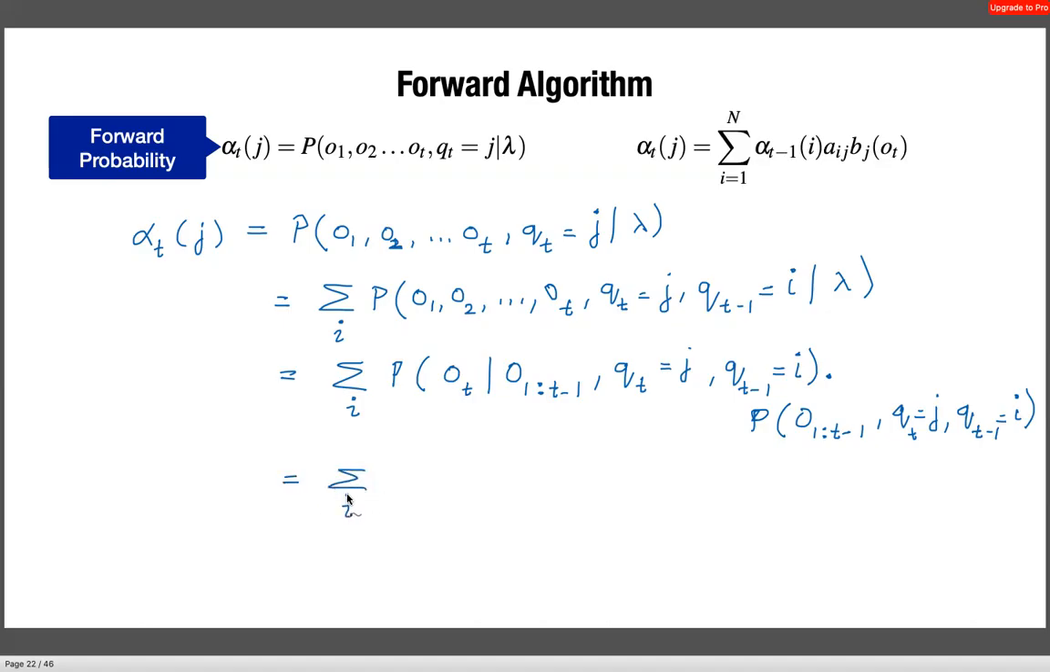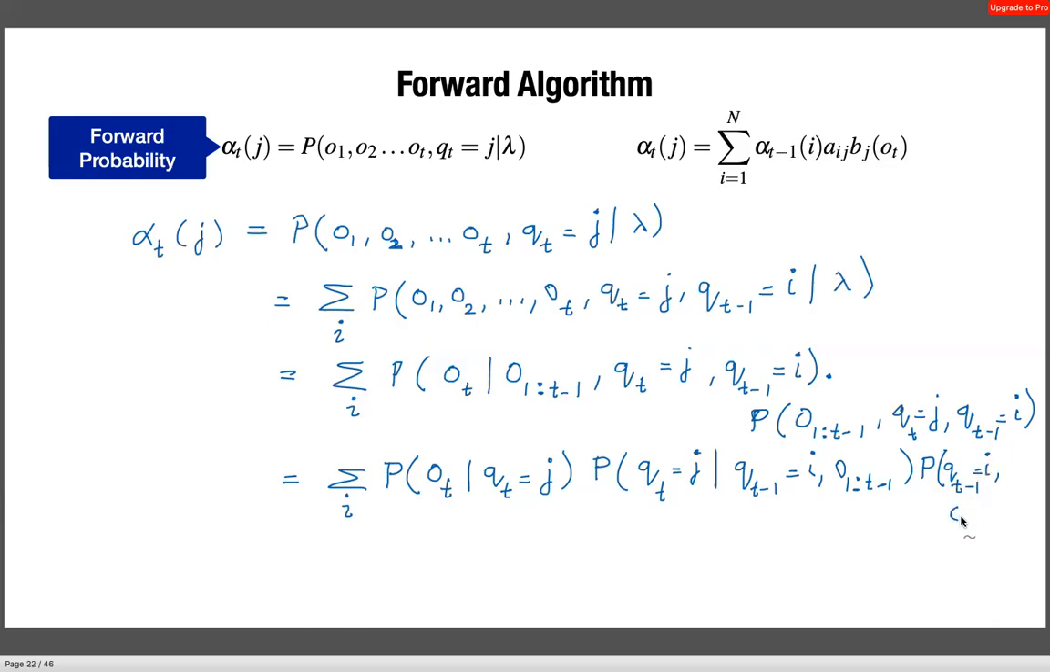Now I'm going to simplify this further using the HMM assumptions. What can I say about this first term? This is nothing but OT given QT equal to J, because of our observation independence assumption. Times, what can I say further? Now I'm going to rewrite this joint over O1 to t minus 1, comma qt minus 1 as the probability of qt equal to j given qt minus 1 equal to I, times the probability of qt minus 1 equal to I, comma O1 to t minus 1. Again, I just decompose this using Bayes rule.